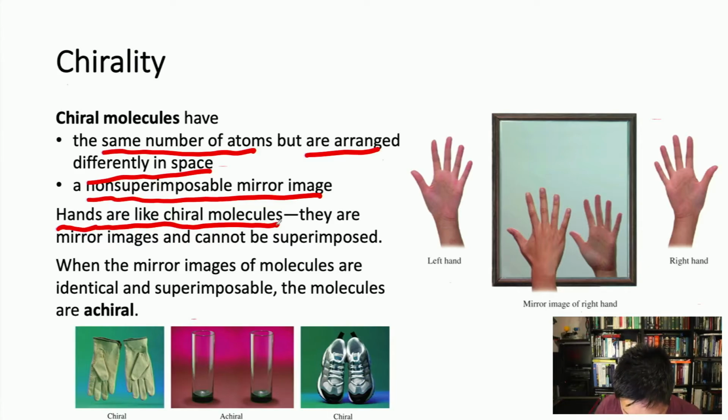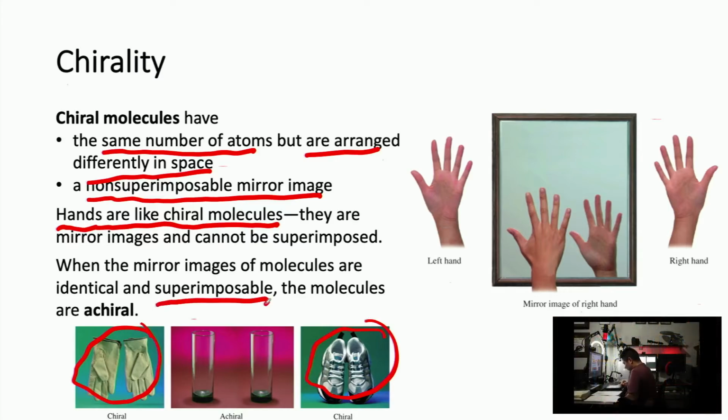A lot of things can be chiral. Gloves can be chiral too because they match your hands. And then your shoes or your feet are chiral. But say you have a mirror image that is identical and superimposable, then it's known as achiral. So an example of that would be these shot glasses right here, which many of us are very familiar with from spring break. I think those are actually doubles. Yeah, those are doubles. Anyway.